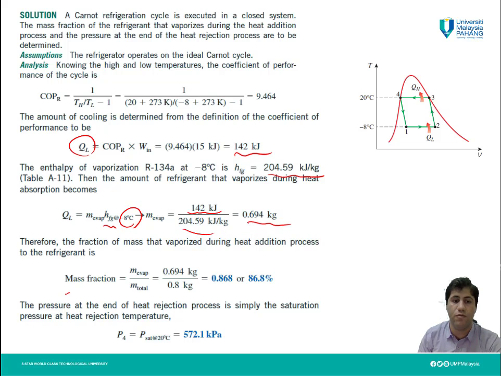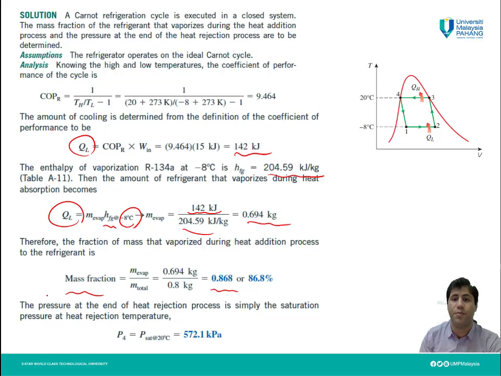But what we are going to find is the mass fraction. It was mentioned that the mass of the refrigerant in this cycle is 0.8 kilogram. Then simply the mass of the evaporated refrigerant divided by the total mass of refrigerant is this fraction. So about 86.8% of the refrigerant is evaporated due to that QL absorption by the refrigerator.